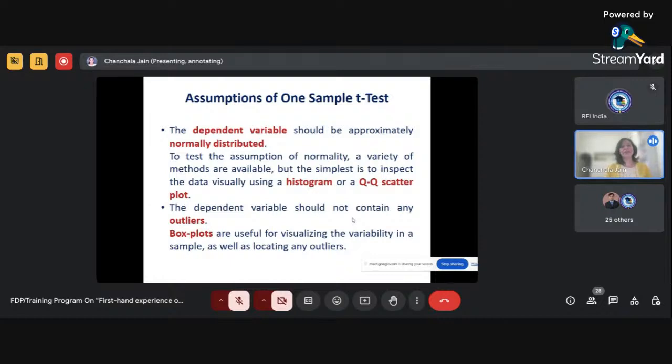The next one is that the dependent variable should not contain any outliers. There should not be any outlier in your dependent variable. What is the meaning of outlier? These are the extreme values. These extreme values can be on either side, either the upper side or the lower side. So you need to see that there is no significant outlier in the data. Using the box plot, you can check that.